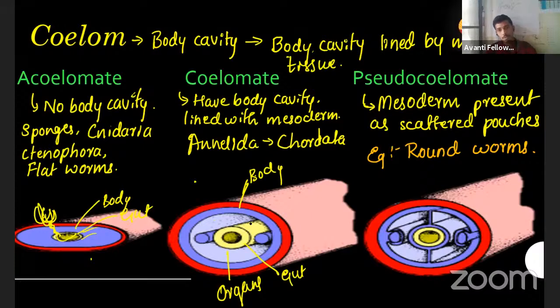Okay, so these are the major three differences. But there is one hint. Do you think from Annelida to Chordata, all of them have a similar kind of coelom? No, actually. They have two different kinds of coelom, or two different origins of the coelom.